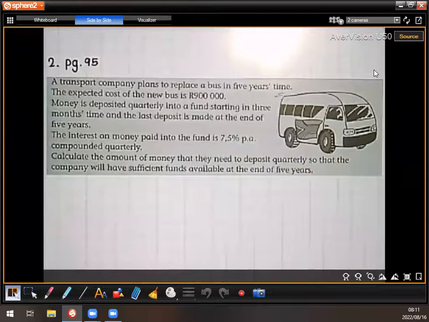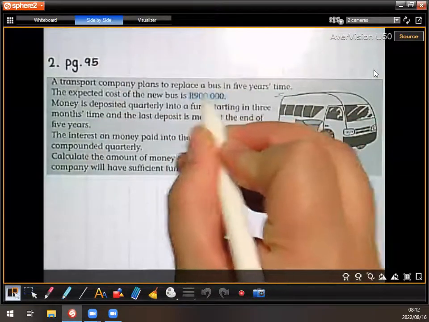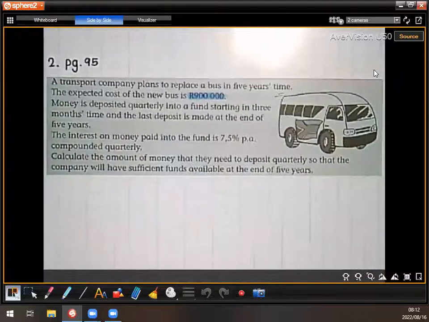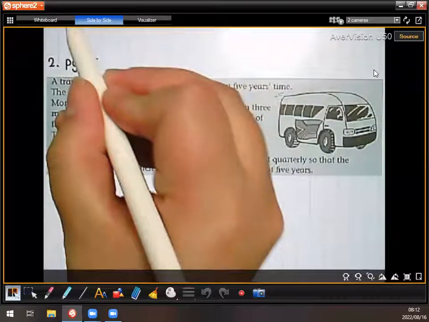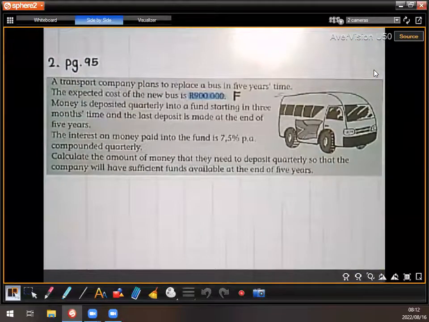All right, guys, let's take a look. They're saying a transport company plans to replace a bus in 5 years' time. So that's also in the future, right? They're going to want to have enough money in 5 years' time. The expected cost of the new bus is 900,000 rand. So basically what that means is they are going to need that amount 5 years into the future, right? So the 900,000 is actually going to be the future value.